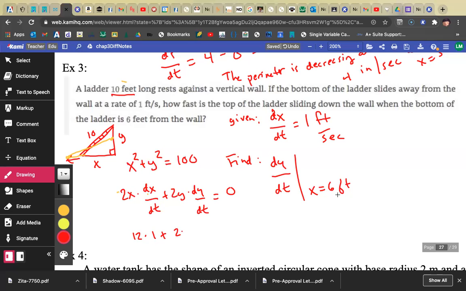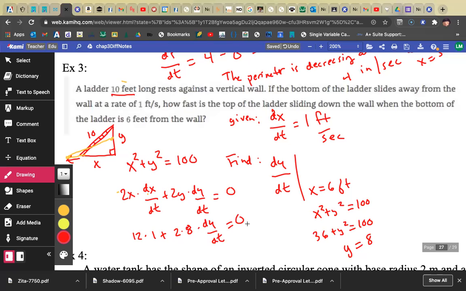But wait a second. When x equals 6, I can easily find y using the Pythagorean theorem. So I know that x squared plus y squared equals 100. What will y be at this exact same moment? Well, that's 36 plus y squared equals 100, minus the 36, I'm going to get 64. Y squared equals 64. Y is 8. In fact, it's a 6, 8, 10. So y is 8. And again, I used information that I'm given. So I'm going to put in 2 times 8 times dy/dt equals 0.